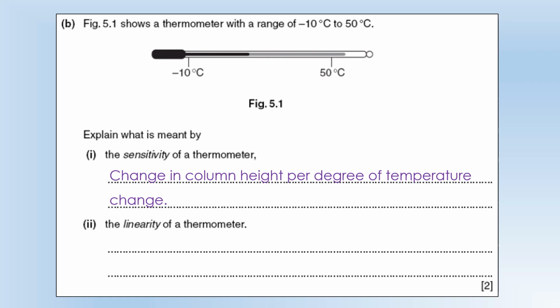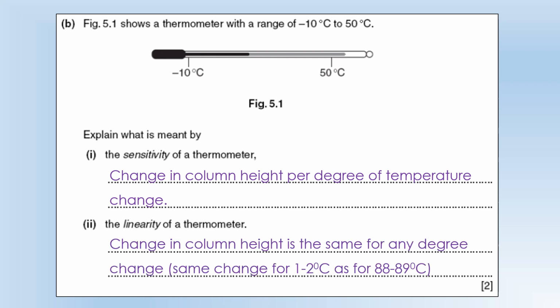Linearity means that for every degree change, you get the same column height change. So if we're changing from 1 to 2 degrees, that produces the same height change as going from, like, 88 to 89 degrees, for example. So that's what we mean by linearity.